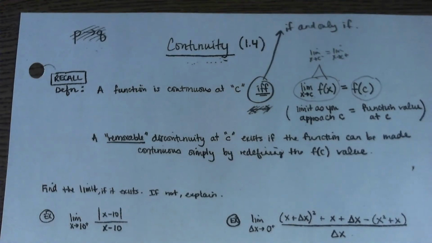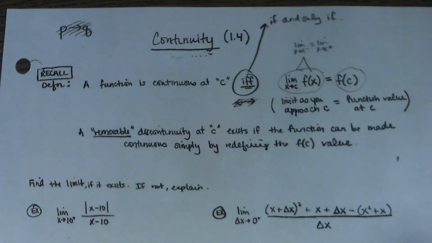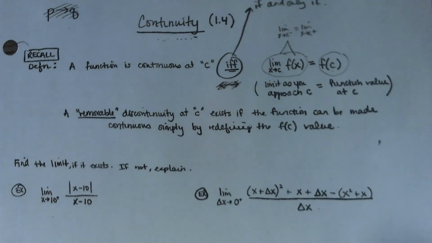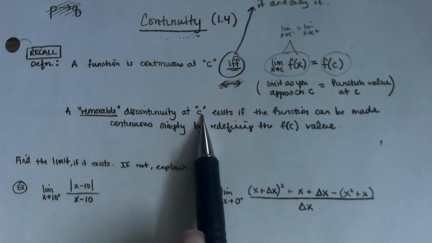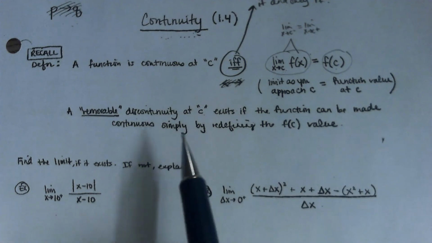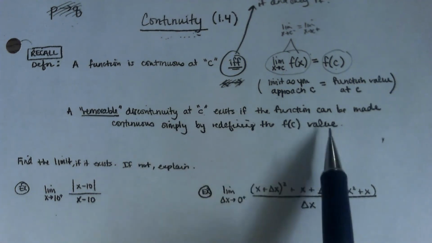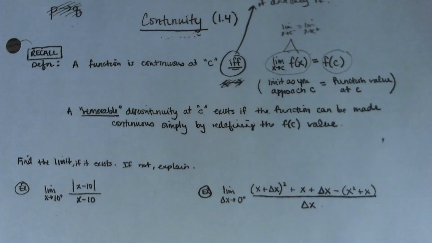But anyway, so there's your definition reviewed. A removable discontinuity, we've talked about it as well. A removable discontinuity at a certain location C exists if the function can be made continuous simply by redefining that f of C value. Visually, if you could put in one point, would it change the graph into being continuous? If the answer is yes, that is considered a removable discontinuity. Other ones that are non-removable would be asymptote discontinuities, jump discontinuities, piecewise discontinuities that are separated by a jump, all that good stuff.